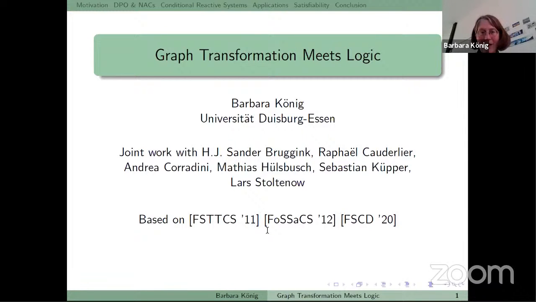So now about the talk. The title is Graph Transformation Meets Logic. And I decided that it might make sense to give a bit of an overview talk. So you already see the references that are here below, some of them are a bit older. So this is an overview over things that are partly already well known, although I also give a bit of my personal view on the topic, and that is maybe a bit non-standard and not really known to everybody. So this is joint work with many people, with Sandra Brüching, Raphael Coderlier, currently with Andrea Corradini, also with Matthias Hülsbusch, Sebastian Küpper, and with Lars Stoltenau.